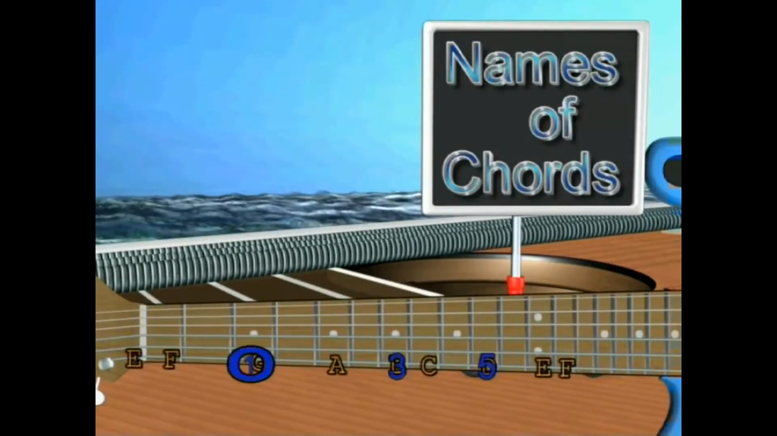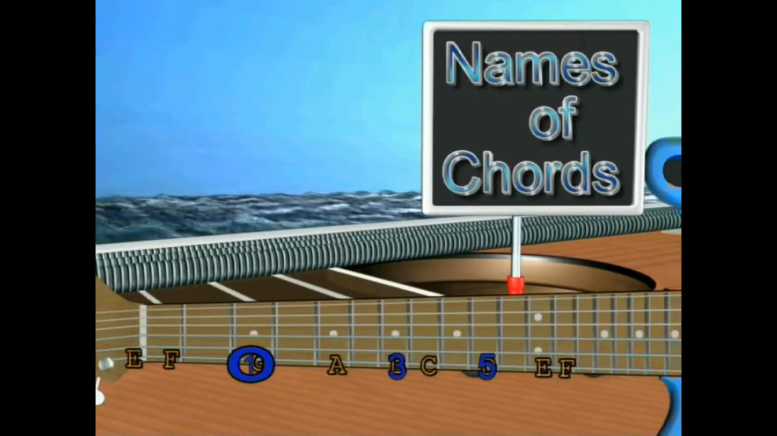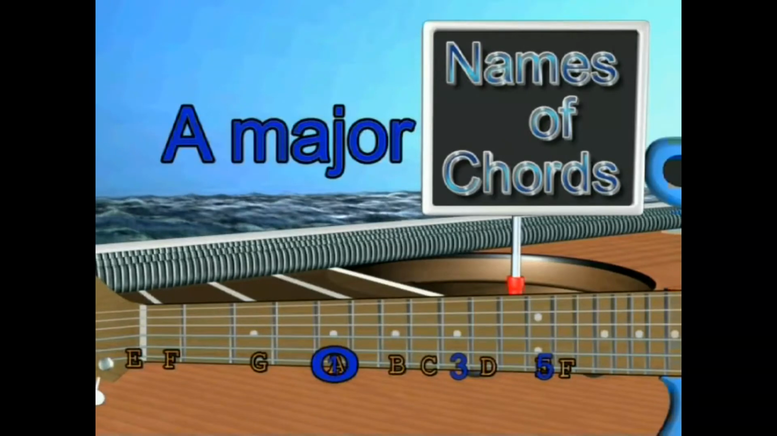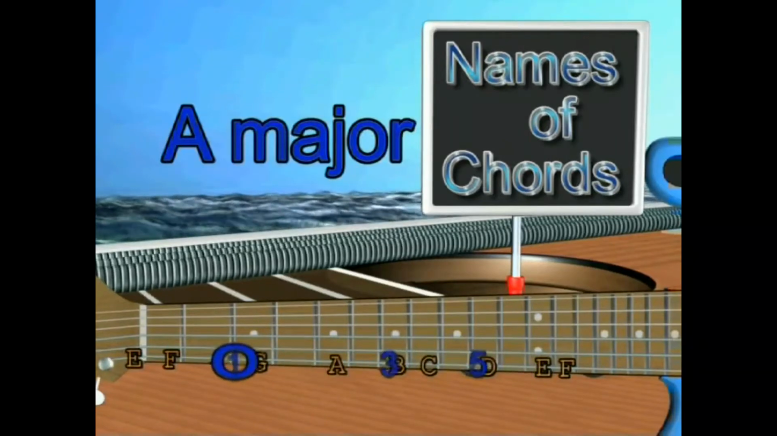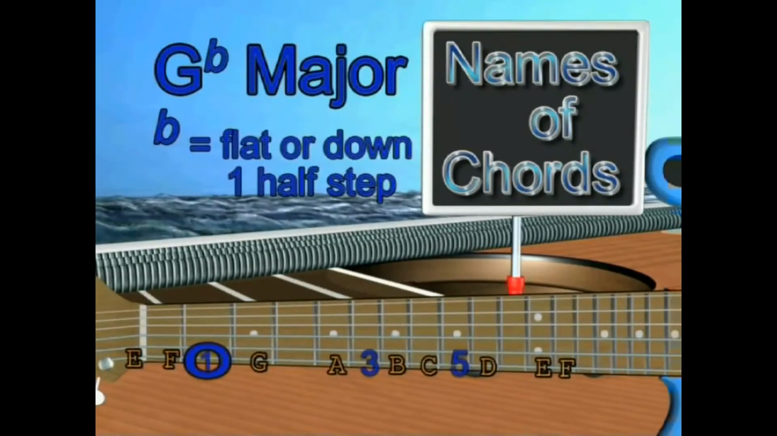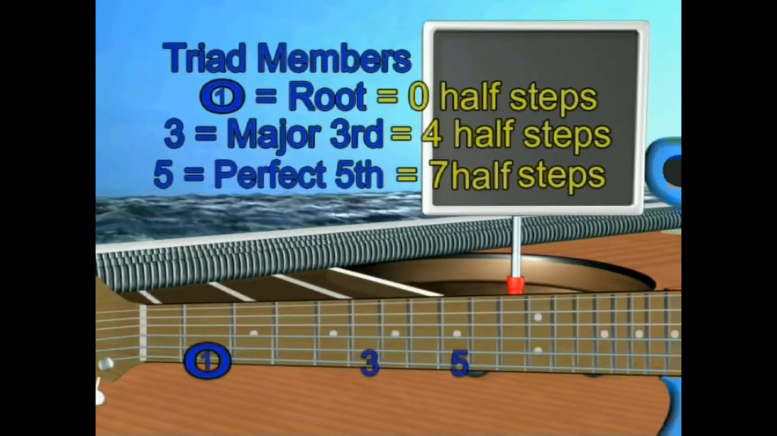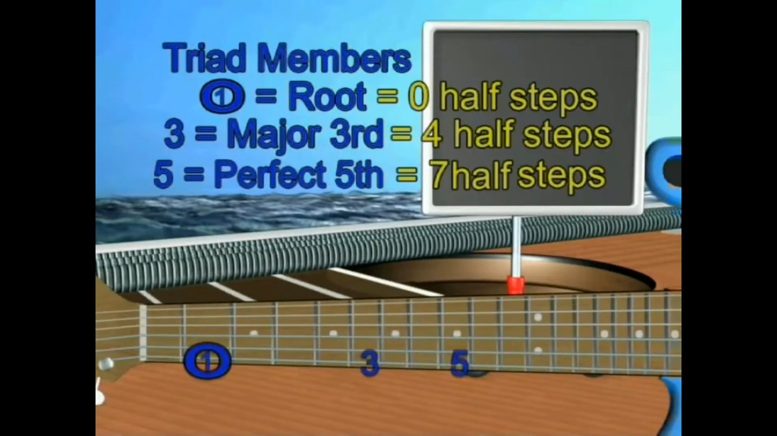The note that the root falls on is the name of the chord. Thus, if the root is on an A, it is called an A chord. If the root falls on a G flat, then it is called a G flat chord. A root is notated by a circled 1. The third is notated by the number 3, and the fifth by the number 5.